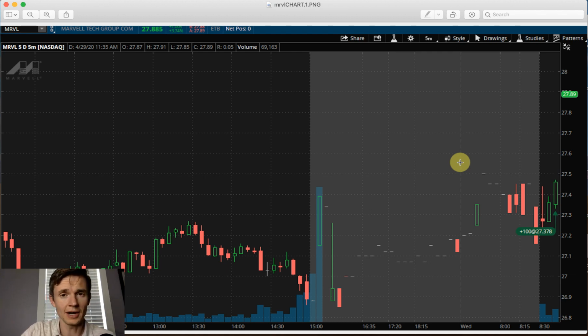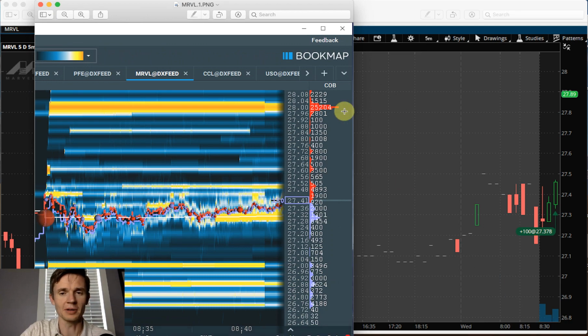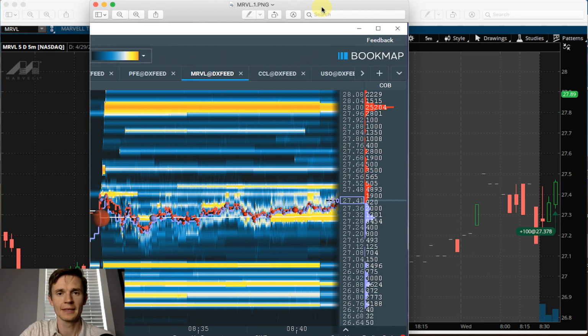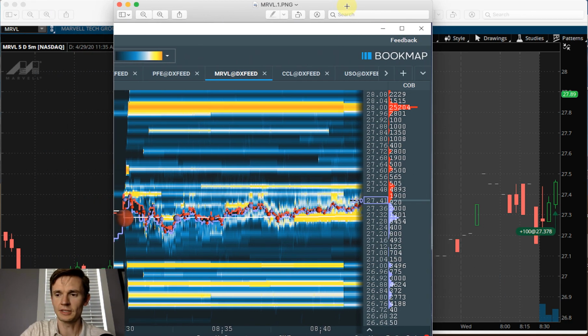You use a program called Bookmap. So I'm going to show you exactly what I was looking at in Bookmap. So this is Bookmap. And what I want you to see is the candlestick here versus what we're looking at in Bookmap. This is the exact same time frame. This is what I was viewing when I got into the stock.